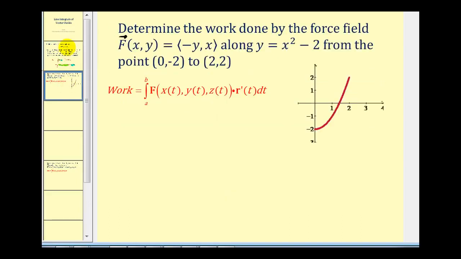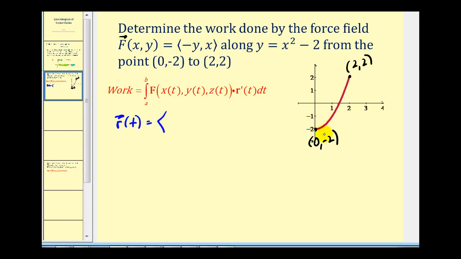Let's take a look at our first example. We want to determine the work done by the force field represented by the vector field f of x, y equals negative y comma x along y equals x squared minus 2 from the point 0, negative 2 to the point 2, 2. I've sketched our path of integration here. Here's the point 0, negative 2, and here's the point 2, 2 along the curve y equals x squared minus 2. So our first step is to write our path of integration as a vector valued function r of t.